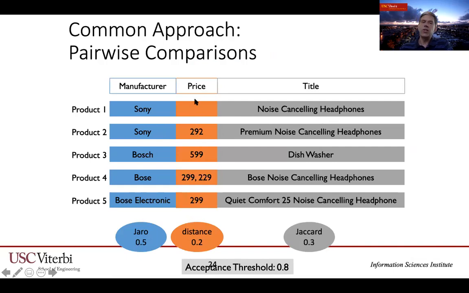But this is really challenging because you look here and you see, well, in some cases I have missing prices, in other cases I have multiple prices, and I've got to come up with different distance metrics to decide how good a given metric is. So this is quite challenging.